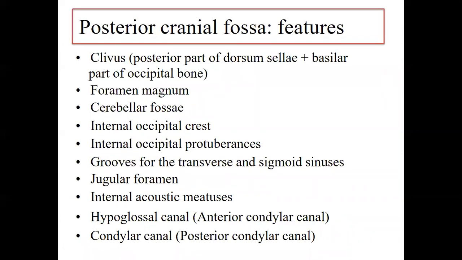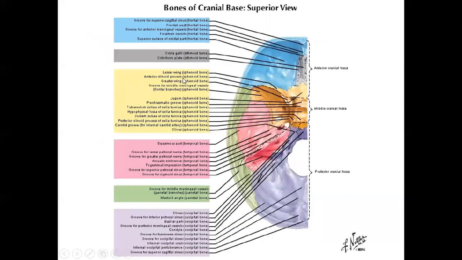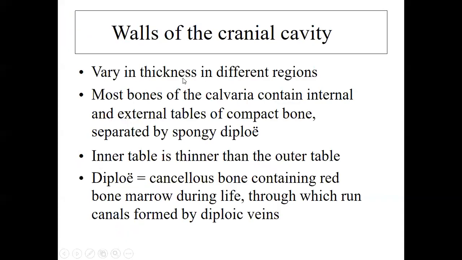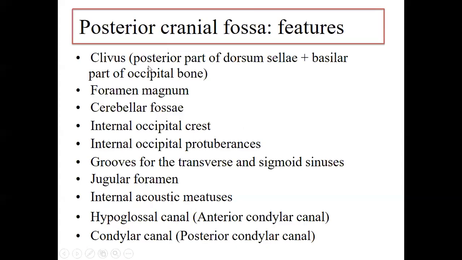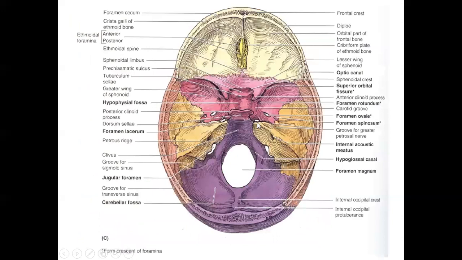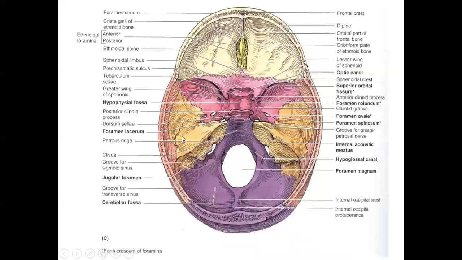There are a few important features that you have to know in the posterior cranial fossa. The clivus, which is the posterior part of the dorsum sellae plus the basilar part of the occipital bone. Later I will show you the clivus. Here, this is the clivus. It is at the posterior part of the dorsum sellae. You can see here, this is the dorsum sellae, the posterior part of the dorsum sellae, and also the basilar part of the occipital bone. So it forms the clivus.